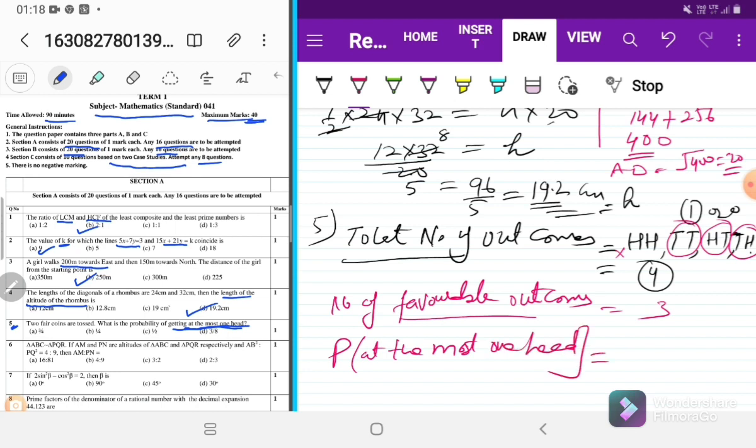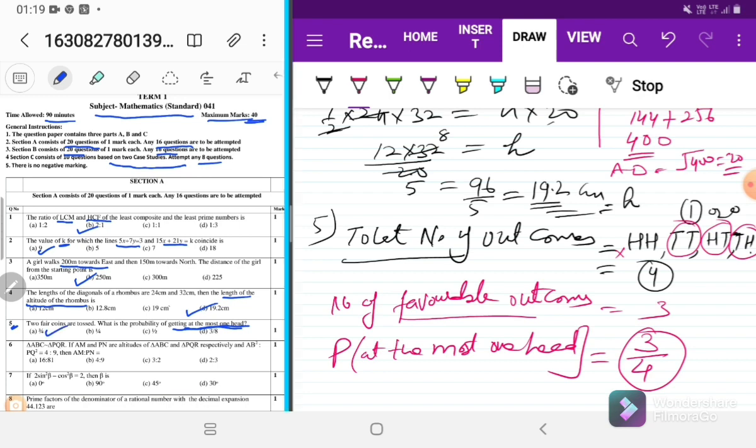That will be number of favorable outcomes upon total number of outcomes. So your probability will be 3/4. So what is your option? Option A is your answer.